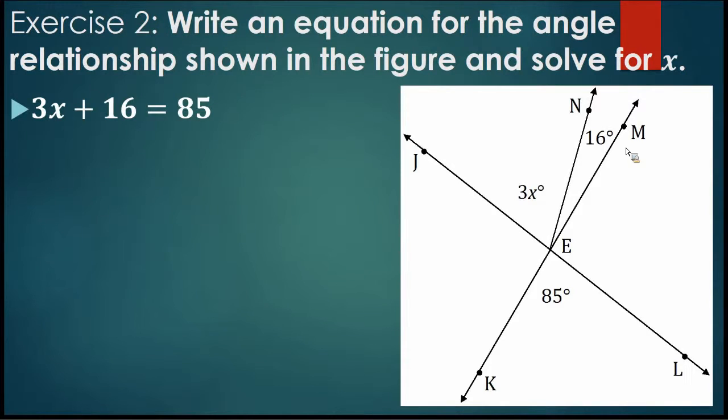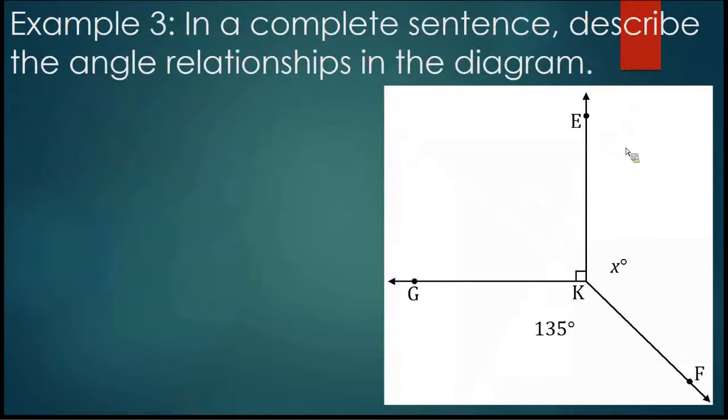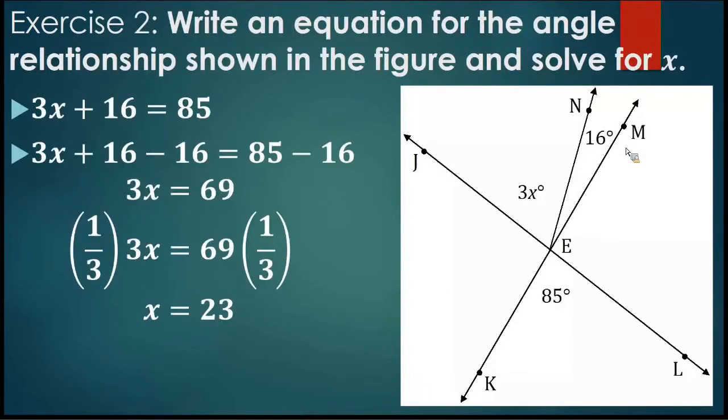So now we're ready to solve for x. We want to get x by itself. So first, subtract 16 from both sides. When we subtract 16 from both sides, we get 69 on the right. 3x is left over on the left side. Divide both sides by 3 or multiply by the multiplicative inverse of 1/3. X equals 23. Is that our final answer? Well, we're getting closer. So x equals 23.